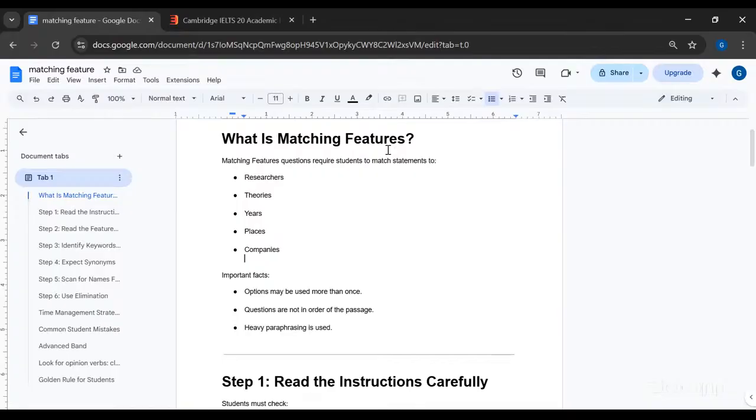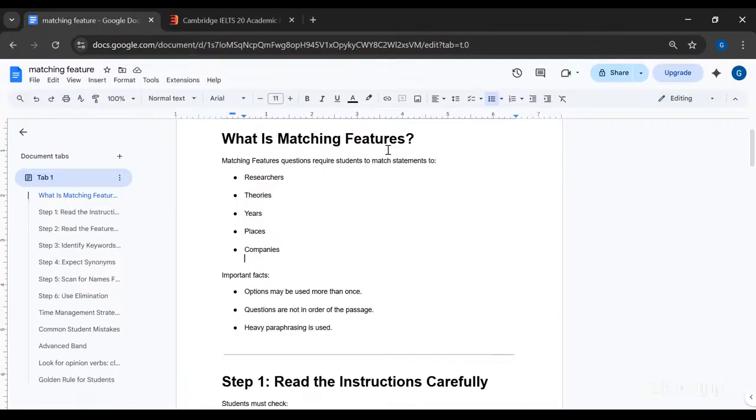And okay, so let's move towards what that is, and then we'll be moving towards what strategy we can use in that. So matching features is that they can ask us some questions related to researchers, related to theories, anything it could be. They will give us some features, okay? They will be listed as A, B, C, D, and these are the features. For example, let's assume researchers.